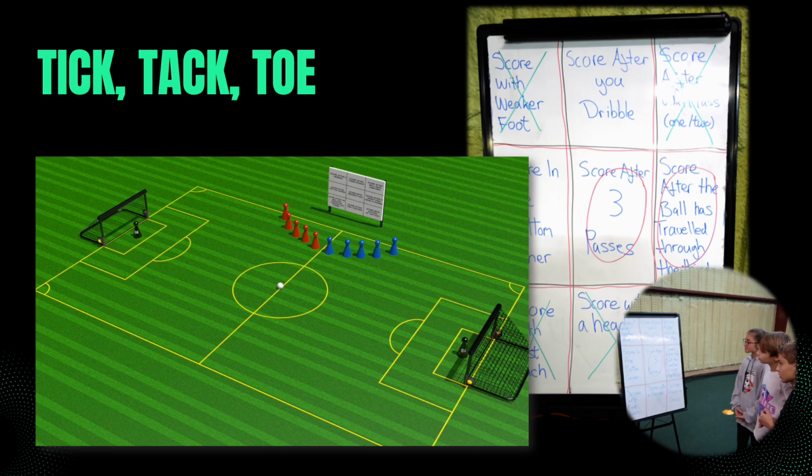Like one square could be finishing with the weaker foot, one square could be scoring after 3 passes, or first time shot. You can write these in each square. When a team completes one of these actions, they'll get to claim that square as either X or O. So one team would be X, the other team would be O, just like the classic game. The aim is to complete 3 in a row, obviously horizontally, vertically, or diagonally.